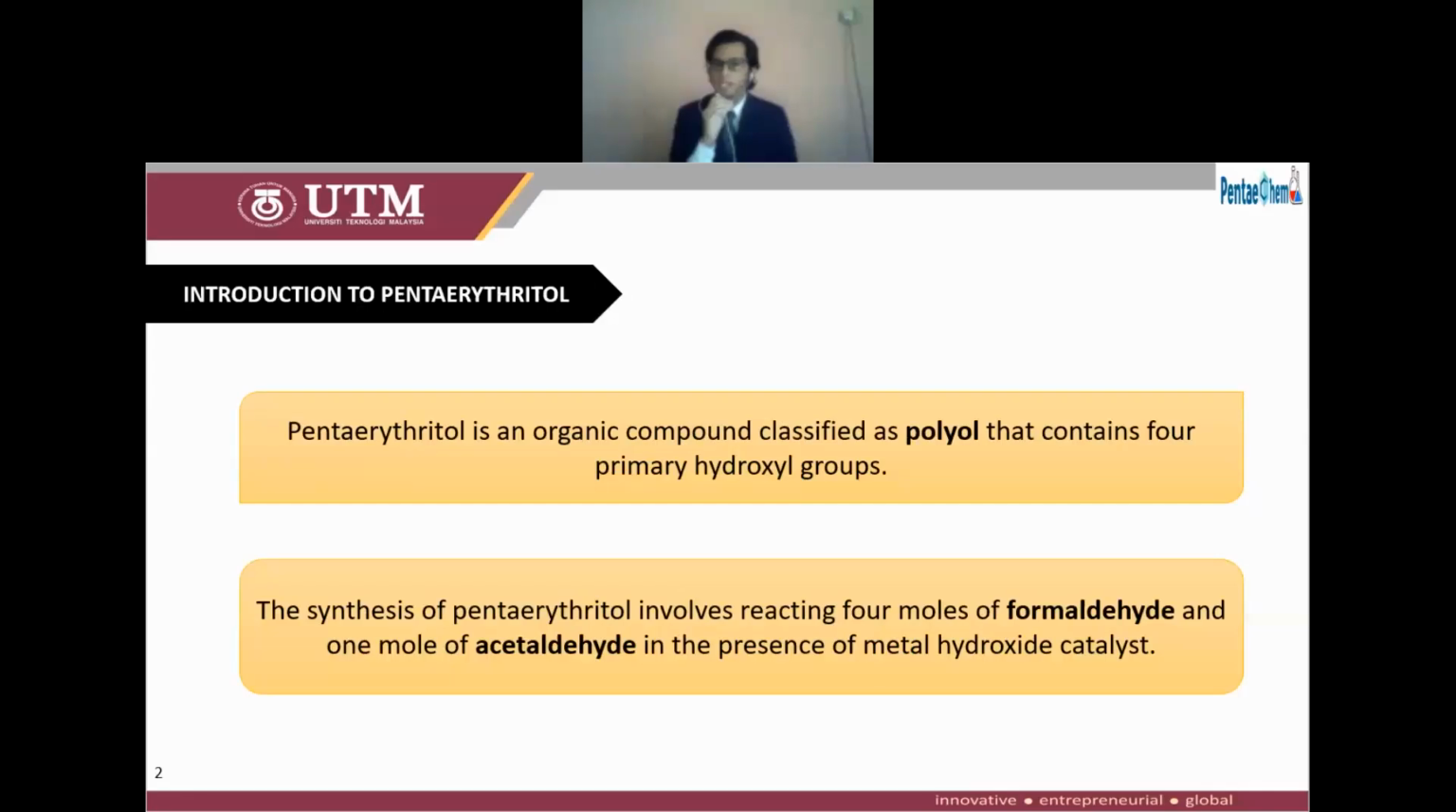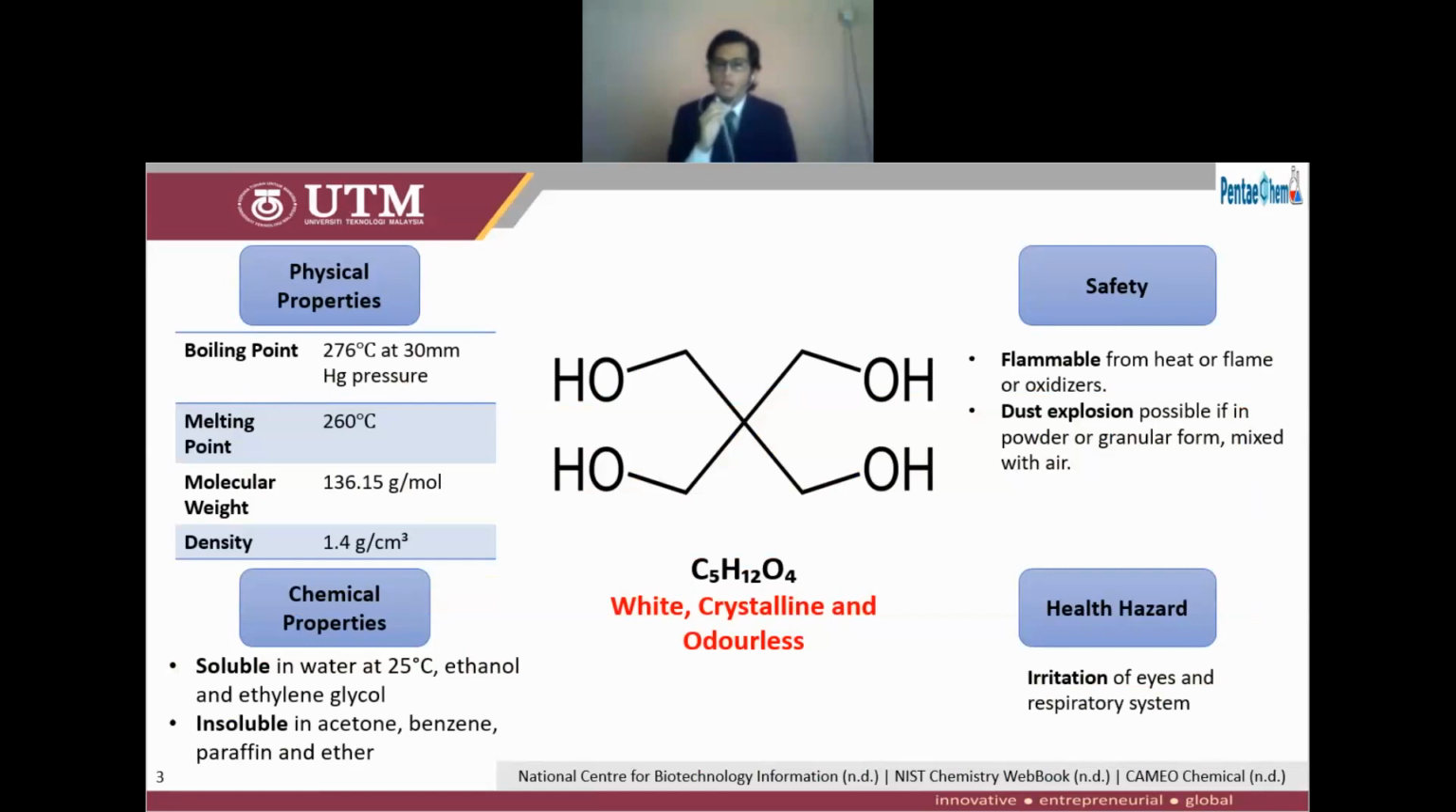Metal hydroxide catalyst will produce pentaerythritol. Pentaerythritol can be seen as a white, crystalline, and odorless compound. It has a boiling point of 276 degrees C, and it is soluble in water at 25 degrees C, and soluble in ethanol and ethylene glycol. It is flammable when in contact with heat or flame, and it can cause irritation to the eyes and respiratory system.